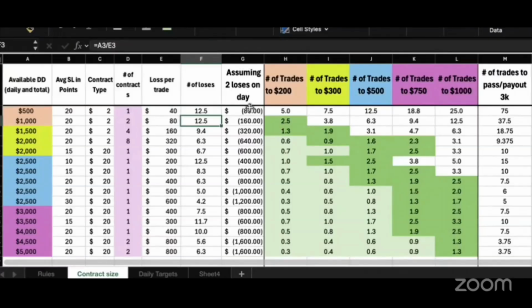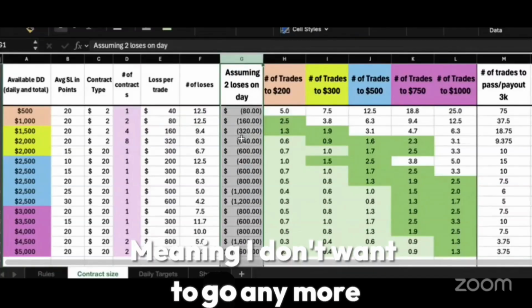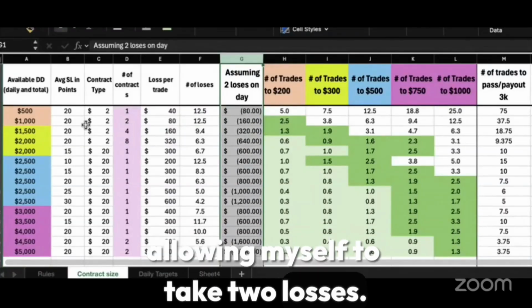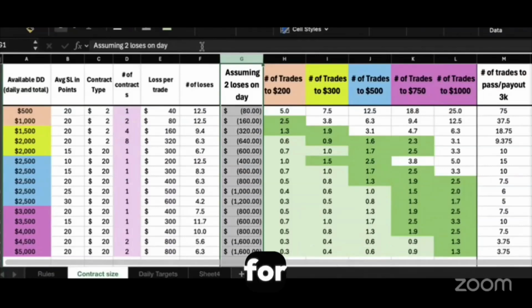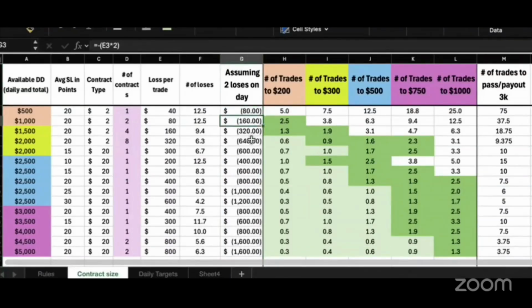Assuming 2 losses on the day, if I'm setting my daily loss limits, I want to know how I'm setting it, right? Meaning I don't want to go any more than this if I'm only allowing myself to take 2 losses. And again, I'm going to have to factor in that fee structure and whatever else. But to give you an idea, that's that.